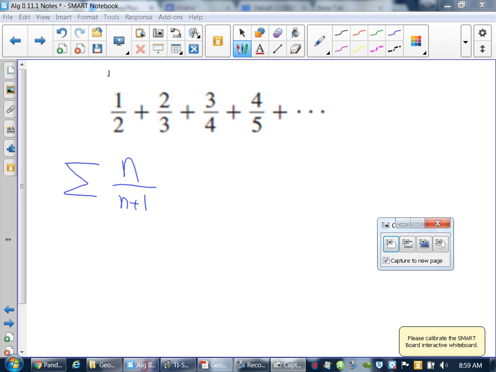Where do I start this problem at? Start at n equals 1. Through what? Where do we go to? To infinity. And beyond!